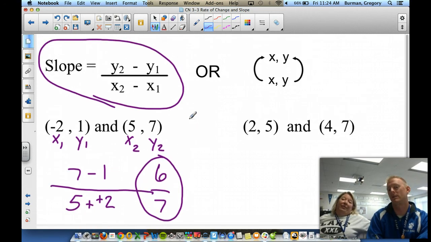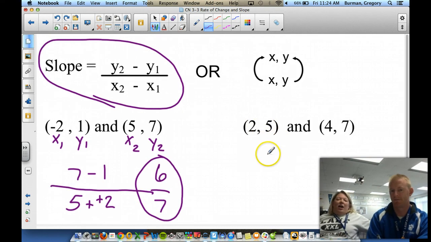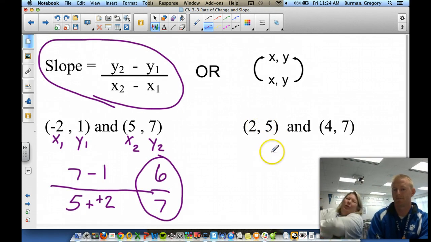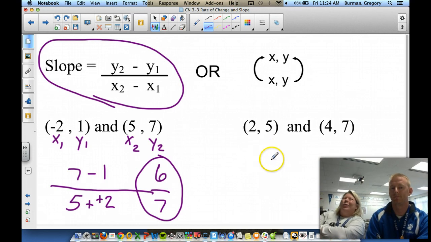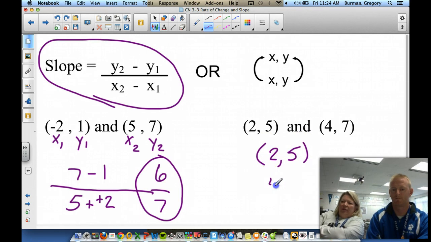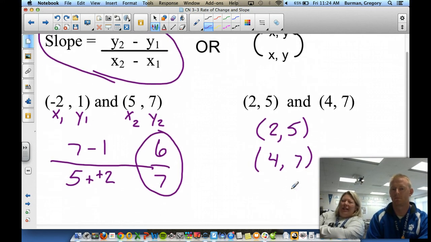I have a better way of doing it. Okay, well you show us your better way of doing it then. I sometimes get confused when I've got to do x2 and y2 and all that kind of stuff. So my way is just to list the 2 points vertically: 2, 5, and 4, 7. Now I know that the rise is always the change in the y's, and change means minus. So what I'm going to do is work on the right-hand side with my 2 y numbers.